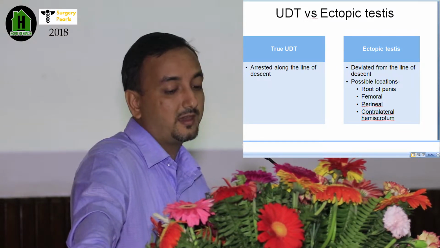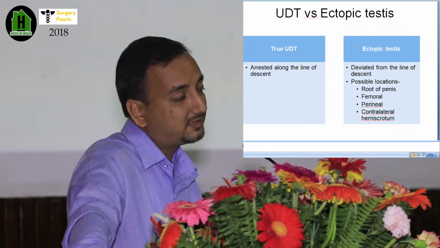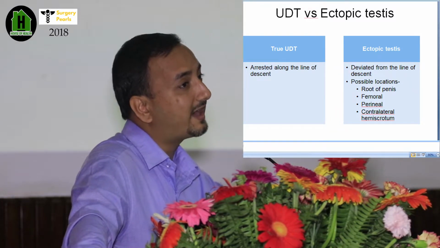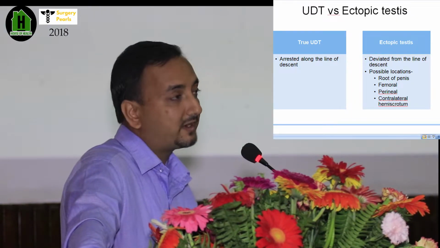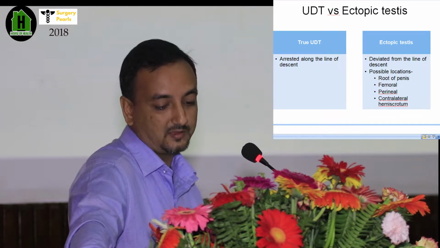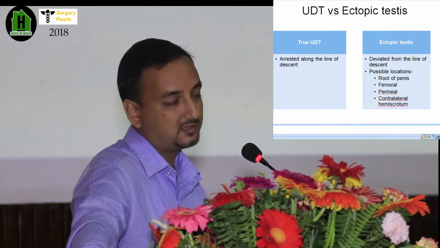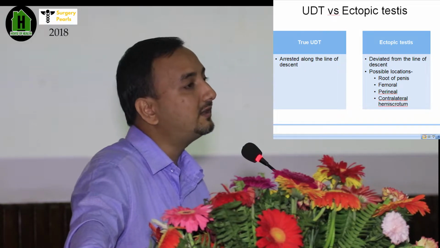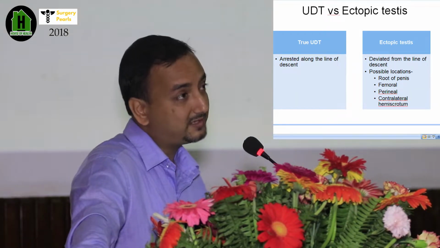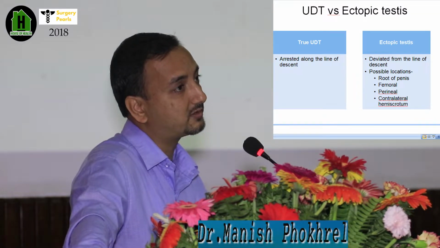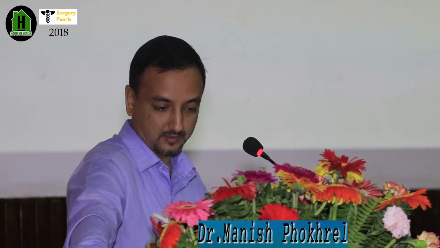So one of them can be an ectopic testis. A true undescended testis is a testis that is arrested along the line of descent. It is inside the line of descent of the testis. But an ectopic testis is a testis that has deviated from the line of descent. The possible locations can be at the root of the penis, at the femoral canal, at the perineum, or maybe even in the contralateral hemiscrotum. So that means it has deviated outside. You won't find a testis in the ipsilateral hemiscrotum, but then it can be somewhere else.